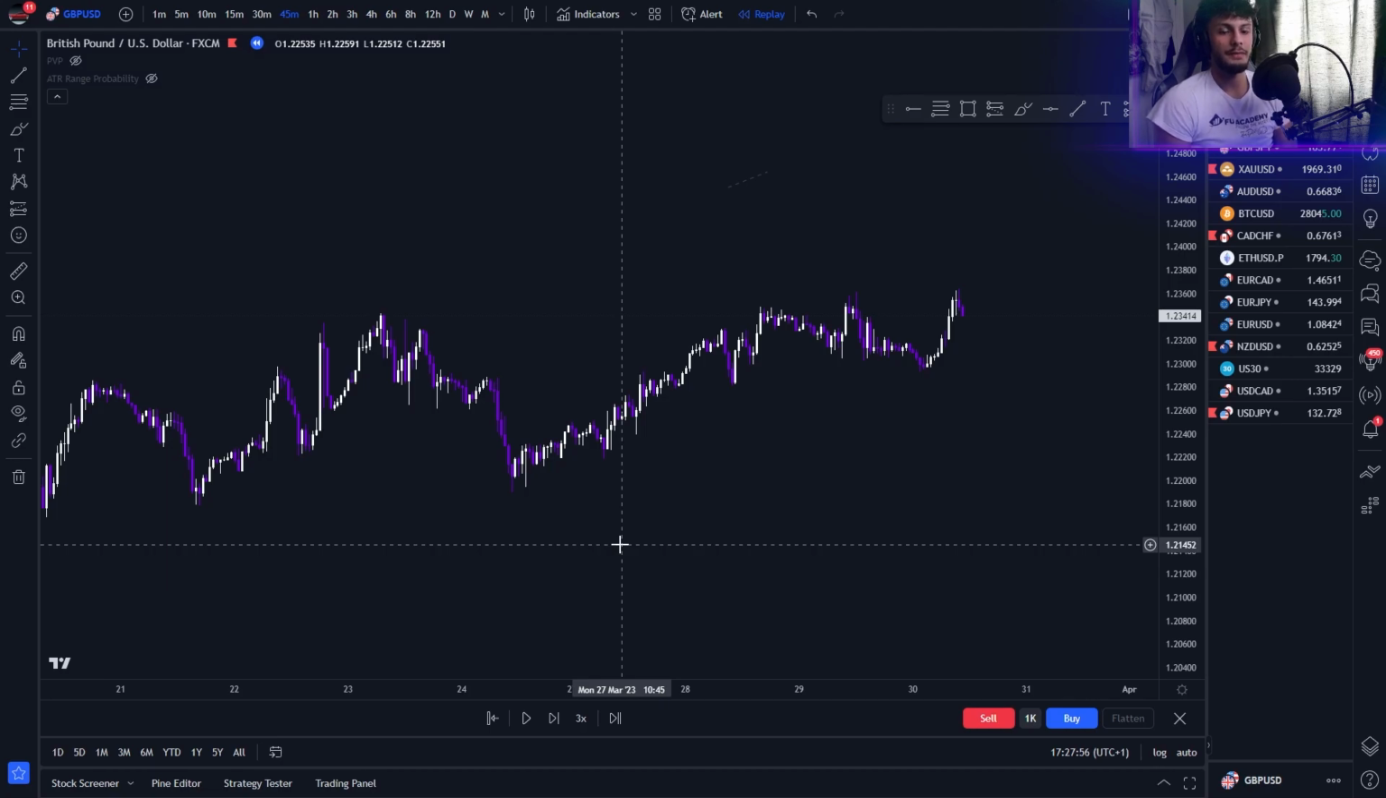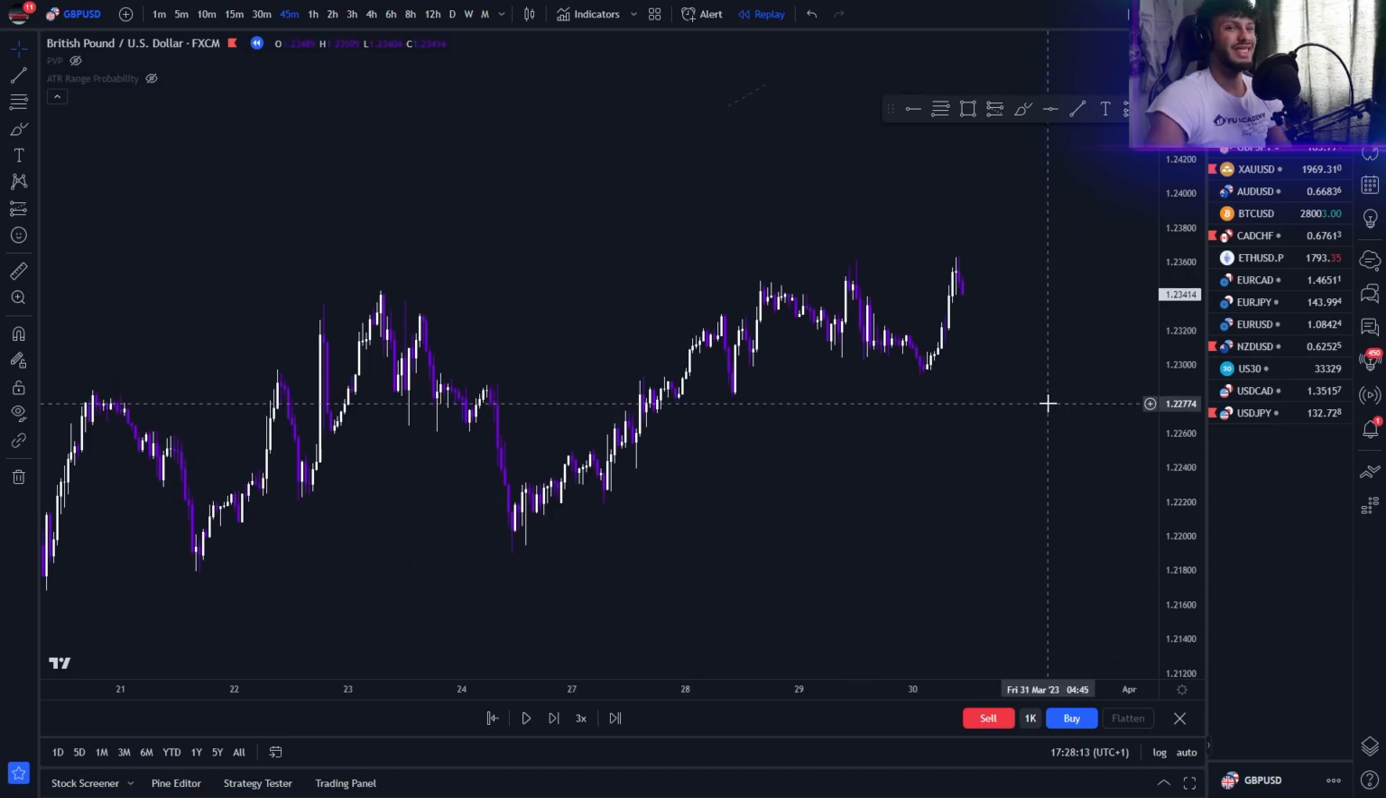My goal right here is to give you high probability confirmations that you aren't used to seeing in the market, and also a way to simplify smart money for you, to get rid of all of the fluff and just give you exactly what you need. This is the skeleton that you need, and these confirmations are going to help you make more high probability decisions.